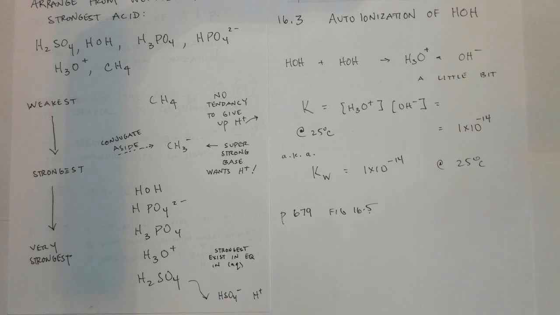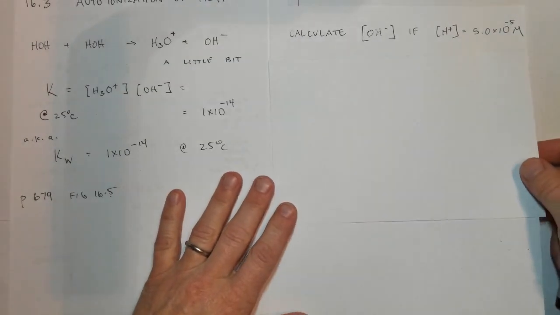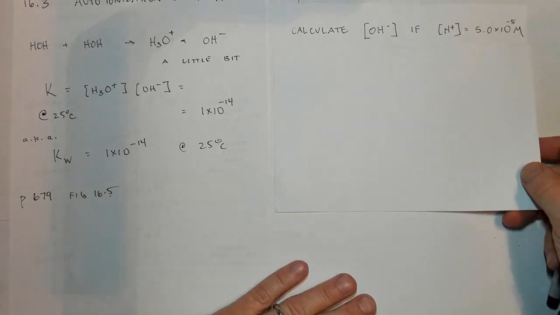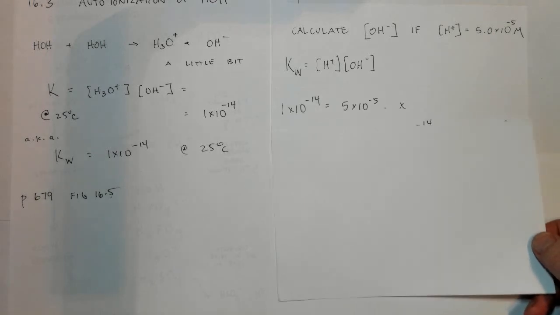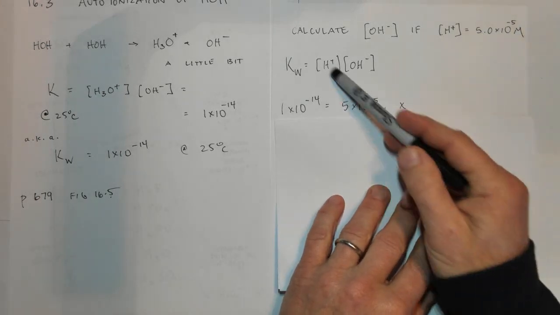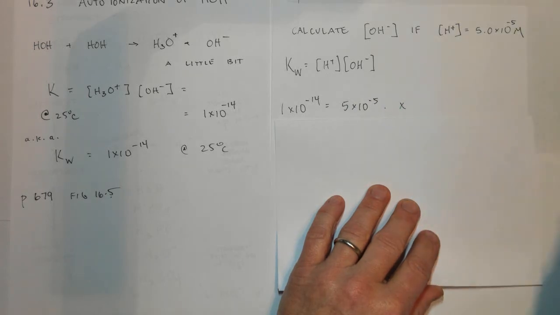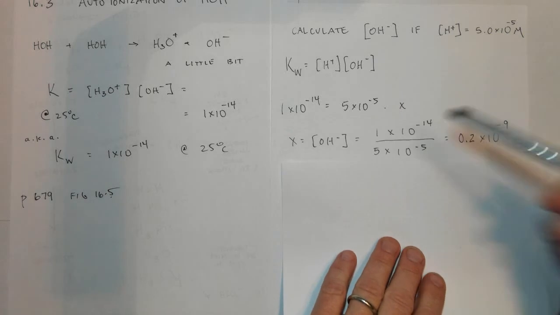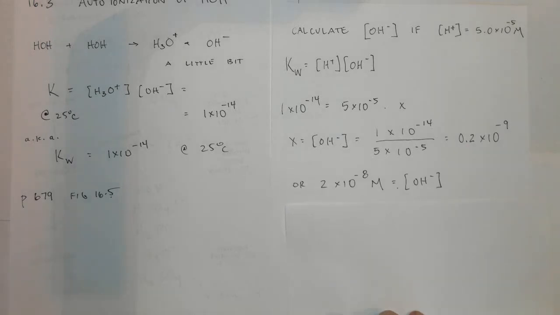And so our mathematical portion, almost the end of this video cast: calculate the OH- if the H+ is 5 times 10 to the negative 5th. So our equation Kw says that H+ times OH- is equal to 1 times 10 to the negative 14th. And so we take 5 times 10 to the negative 5th and put it in for H+, and then OH- would be X, or the thing that we want to find. Solve for X by dividing both sides, and we end up with 0.2 times 10 to the negative 9th, or 2 times 10 to the negative 8th molar for OH-.